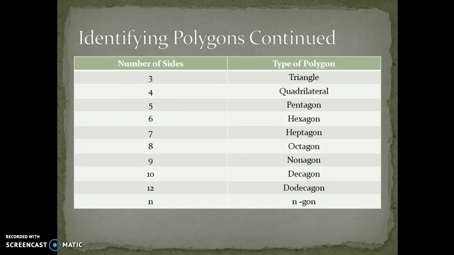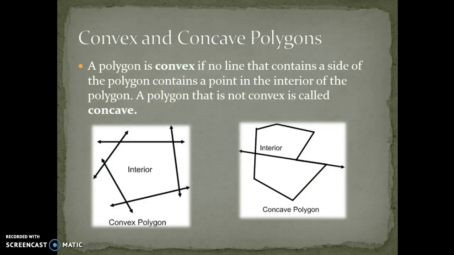Okay, so when we talk about polygons, we name them based on the sides. Most of these you probably already know. So you can go ahead and fill in your chart. And we have 2 different types of polygons, convex and concave. So you can see the actual definition right there.